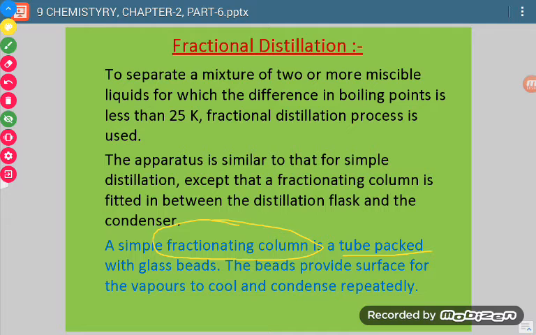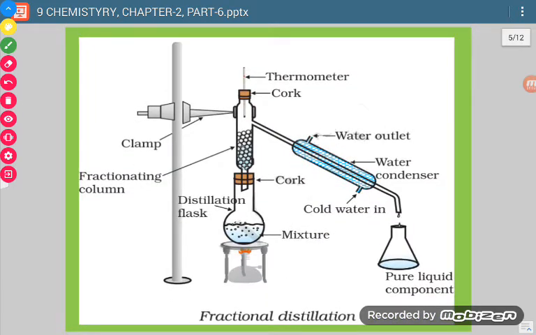Here in this diagram, in the next slide, you will see a diagram showing fractional distillation. In this, we are using a tube which is packed with glass beads. Glass beads means very small pieces of glass. So there is a tube packed with glass beads, and what is their purpose? They provide surface for the vapors to cool, and they condense here itself in the fractionating column. They condense. You can see how it goes in this diagram.